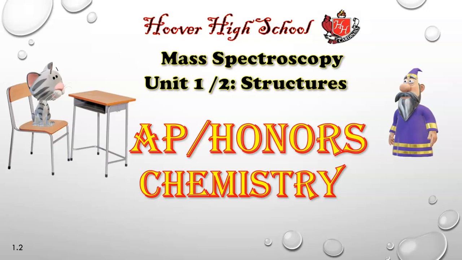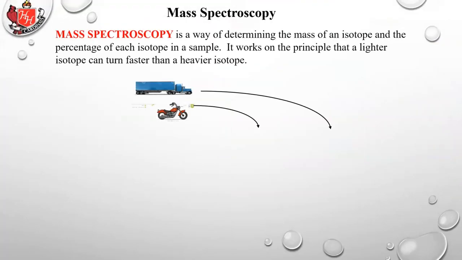Chemistry. This lesson is on mass spectroscopy, sometimes said spectrometry. Okay, so mass spectroscopy is a way of determining the mass of an isotope and the percentage of each isotope in a sample. It works on the principle that a lighter isotope can turn faster than a heavier isotope.